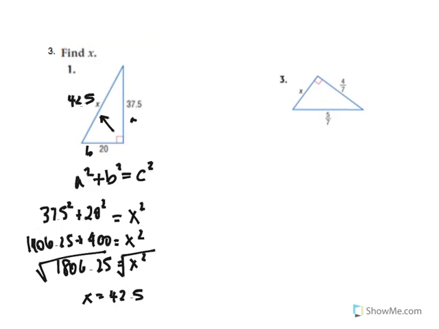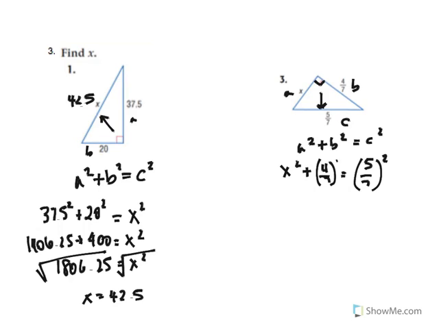Okay, let's do this next one over here quickly. So we start with our Pythagorean theorem. We find c. Here's the right angle. Here's the side across from it. That is my c. B squared, let's call this b, and let's call this a. Multiply through, we get x squared plus 16 over 49 equals 25 over 49.